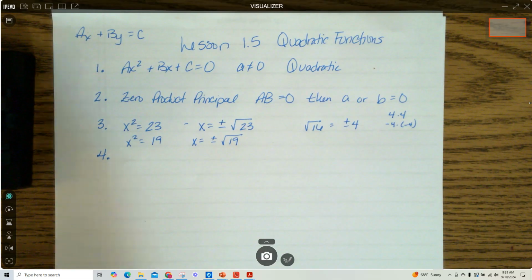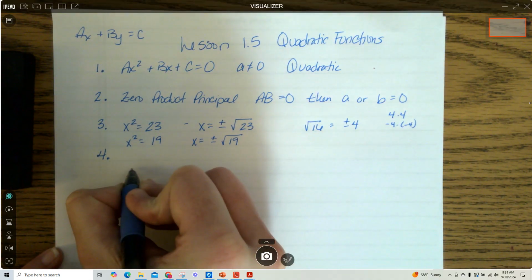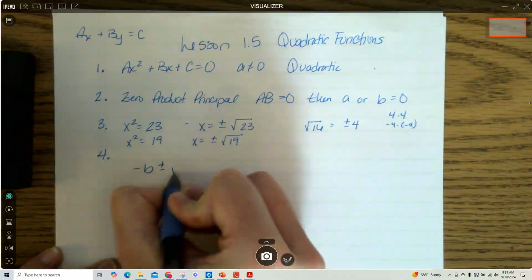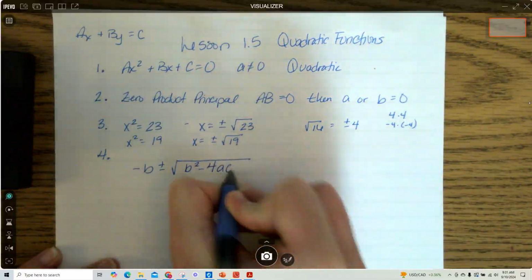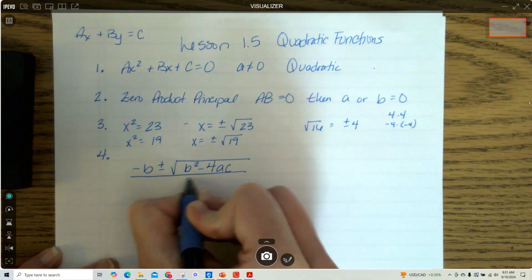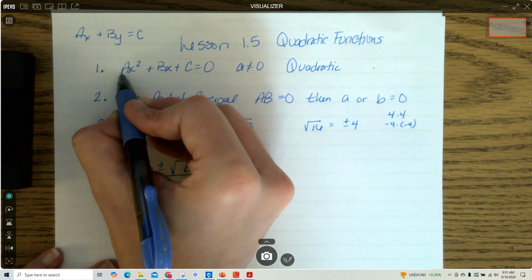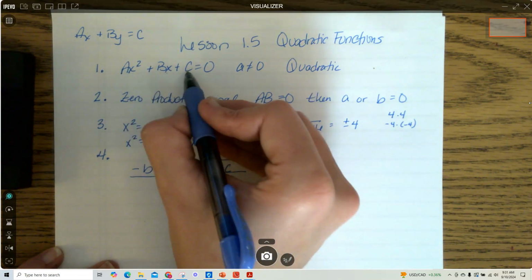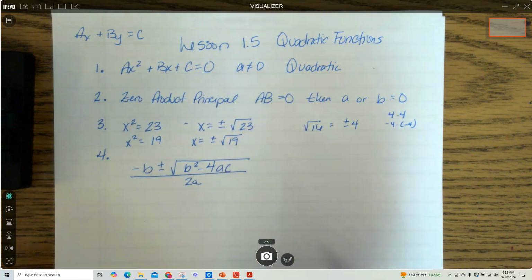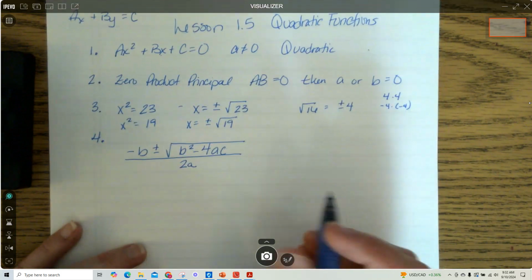All right, number 4. All number 4 is asking for is the quadratic formula. So negative b plus or minus the square root of b squared minus 4ac over 2a. And again, the number in front of the x squared is always the a. The number in front of just the plain old x is always the b. And then the constant, just the plain old number, is always the c. So even if they rearrange them, those are the values.